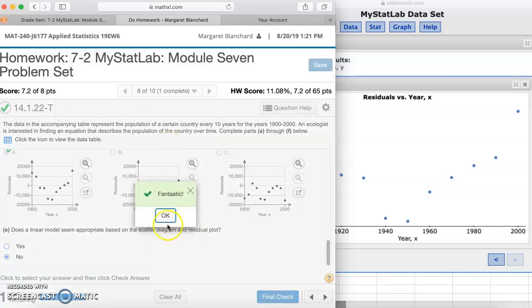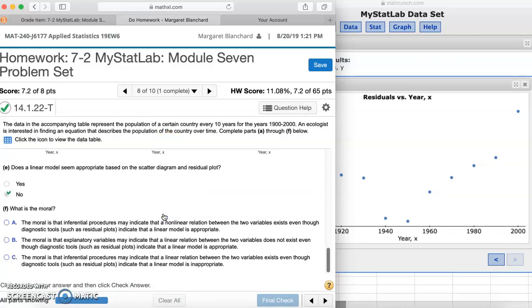Final check. Fantastic. What is the moral? So there's a few options here, a little longer than our other options, so I'm going to read through them. The moral is that the inferential procedures may indicate that a nonlinear relation exists. Now, that's not what we saw. Our inferential procedures showed that a linear relation exists. So we're going to skip to the next one. The moral is that the explanatory variables may indicate that a linear relation exists. That also does not match. We don't have explanatory variables. We had one explanatory variable. That's not the right option.